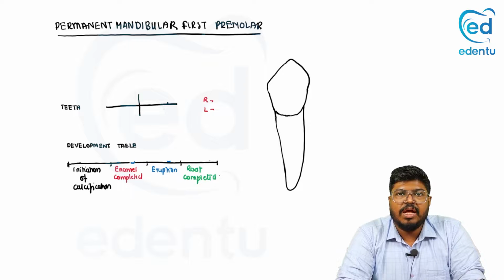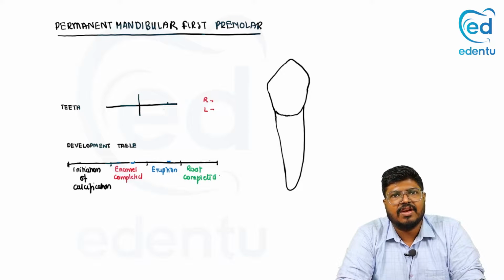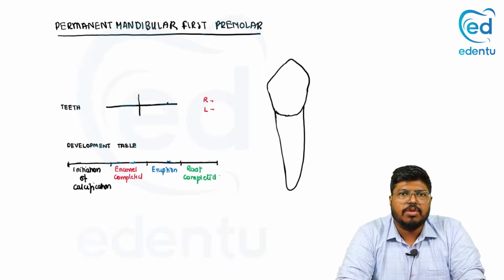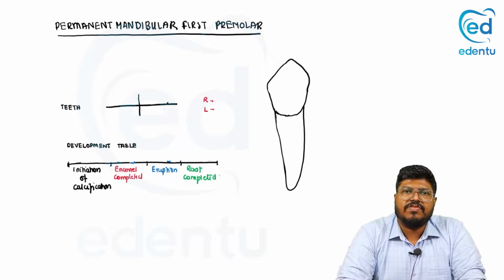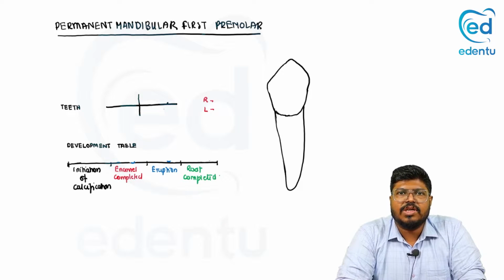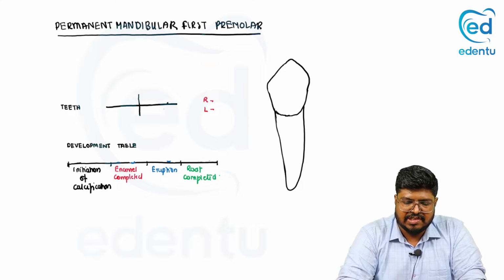The two mandibular premolars do not resemble each other nearly as much as their maxillary counterparts. They are also transitional teeth, which help in transitioning from the anterior segment to the posterior segment along with the canine. Coming to the first premolar, let us look at a few general characteristics.